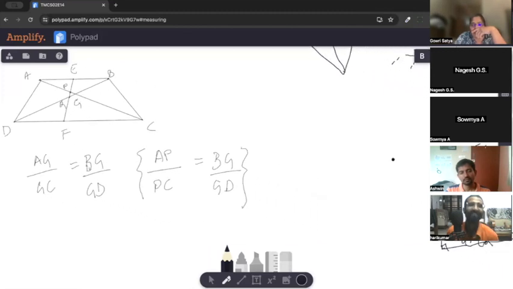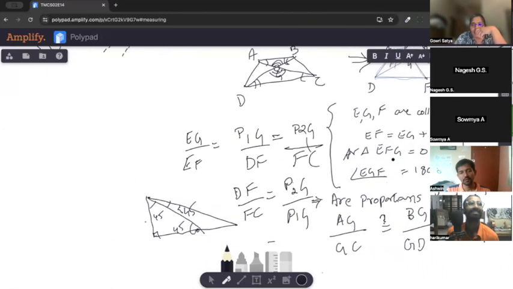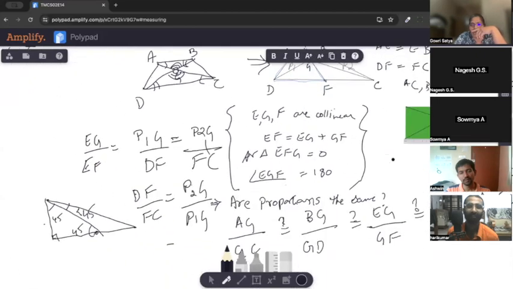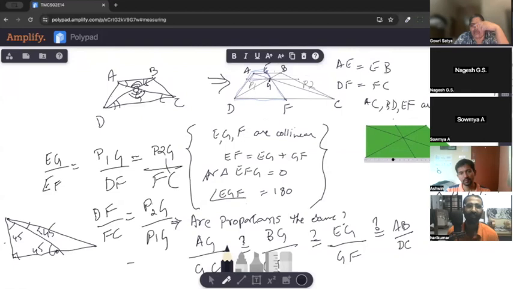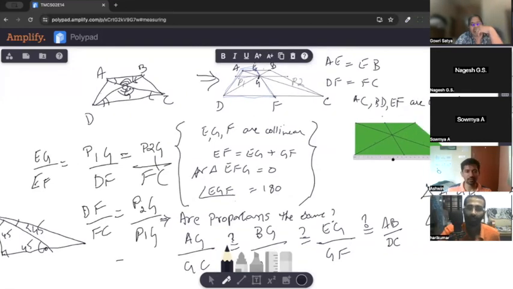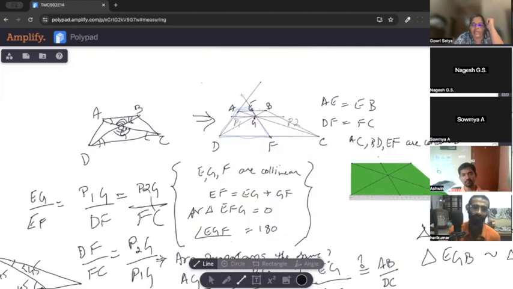I'm just putting this out. When we talk about similarity, it should be a zoomed in version. So if one of the sides is same... Yeah, I also agree with Nagesh's claim that AEGP1 is similar to AGFD. Let's say one of the sides is same. How can it be equivalent to zooming in?